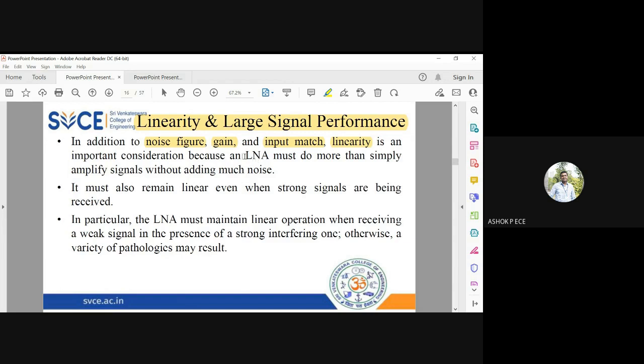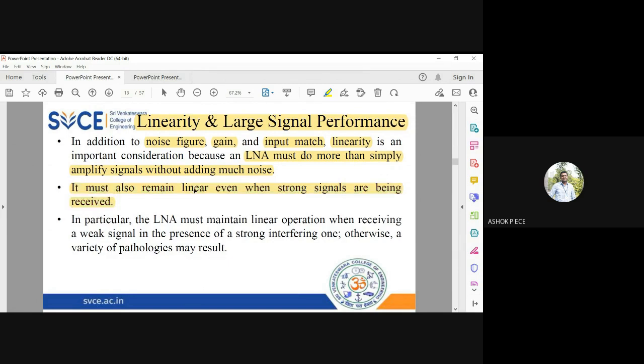A low noise amplifier, as the name indicates, has to amplify the signal and reject the noise, which is not possible practically. So we will say that it has to simply amplify signals without adding much noise. Ideally, we say it will not add any noise, but practically there is no such low noise amplifier available in reality. All LNAs will amplify the signal to the maximum extent possible, and they will add minimal noise to the system so that the performance of the system does not degrade. That is measured in terms of linearity.